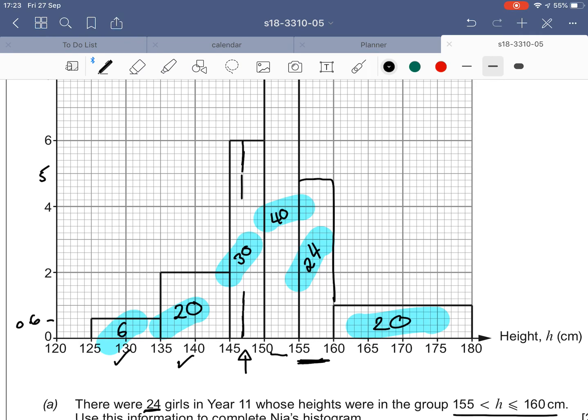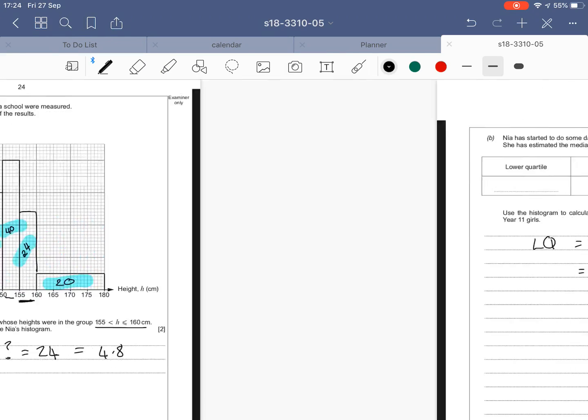Because you want, I'll show you why now. You want 6, because you want an extra 9 people. We've got 6, we've got 20. We want an extra 9. We want this area to be 9. And 6 times what is 9, basically.